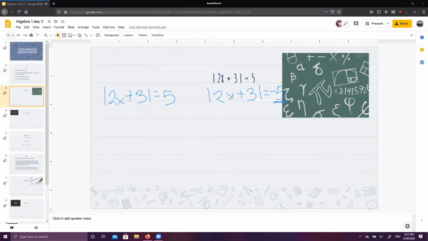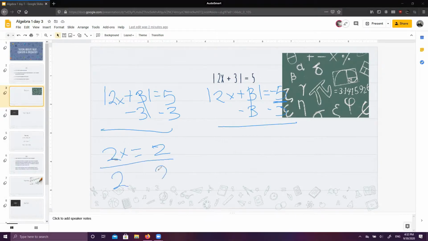Now you would just solve it as if it was a normal equation. We would take away 3 on both sides, and the 3 would cancel out each other. And then 5 take away 3 would equal 2, so 2 equals 2x. Then you would divide by 2 on both sides and x would equal 1.